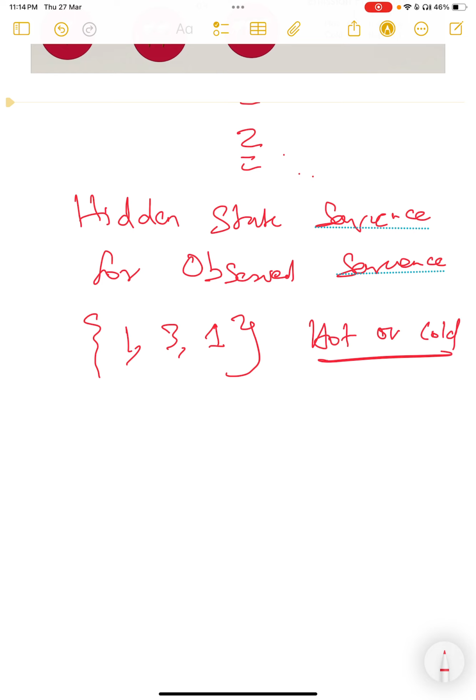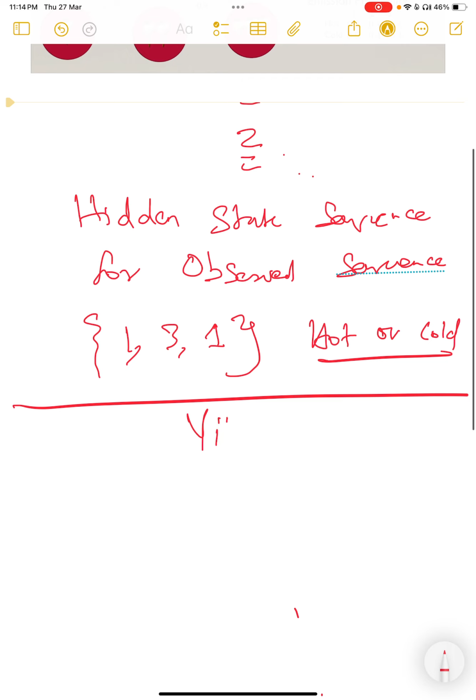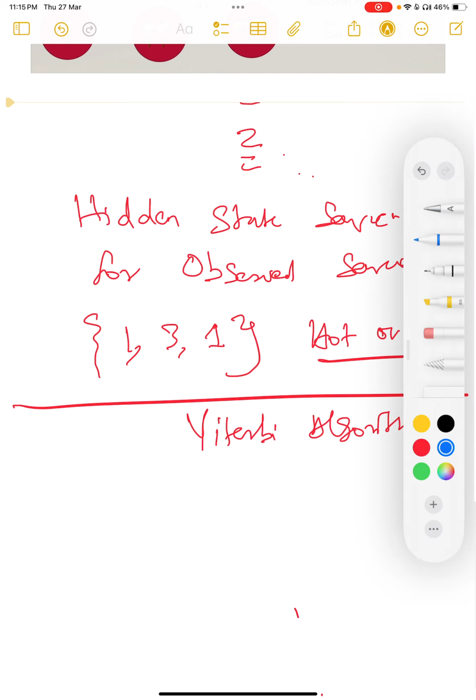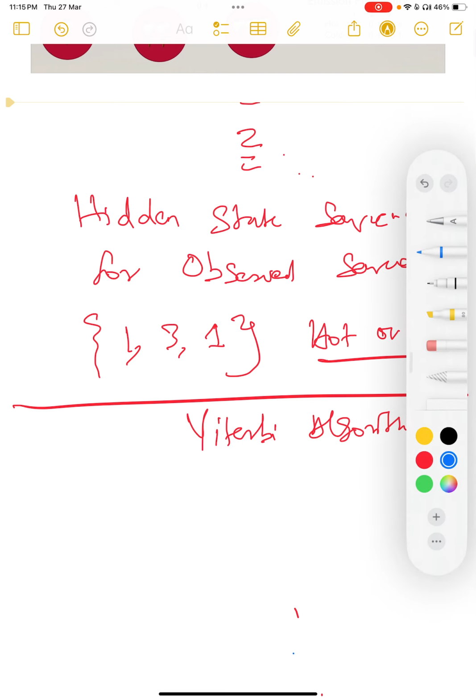So we are going to solve it using the Viterbi algorithm.